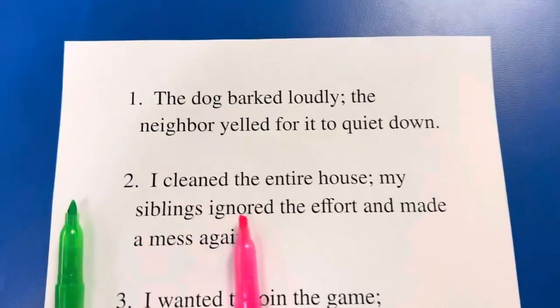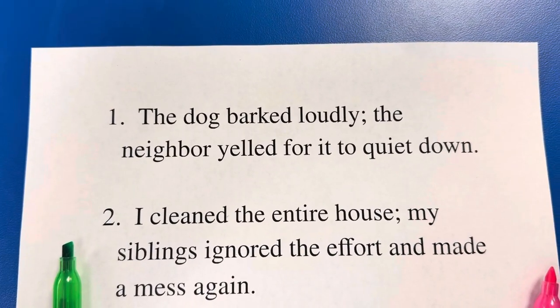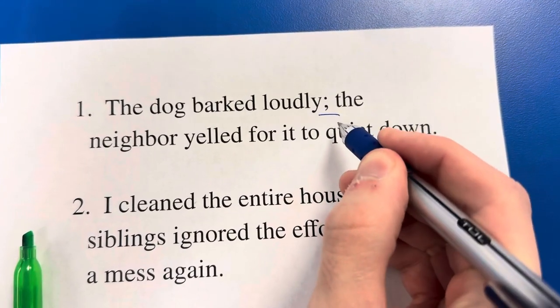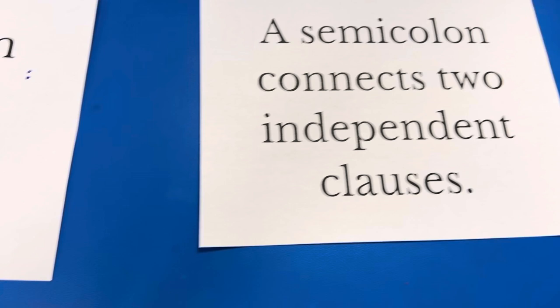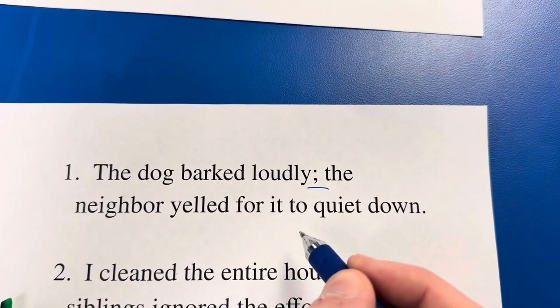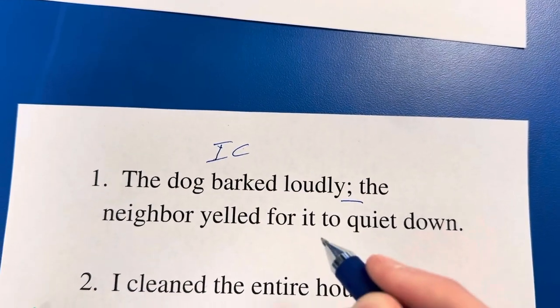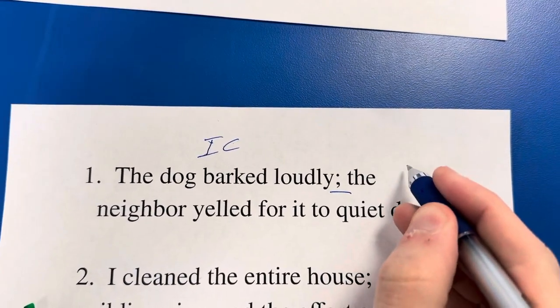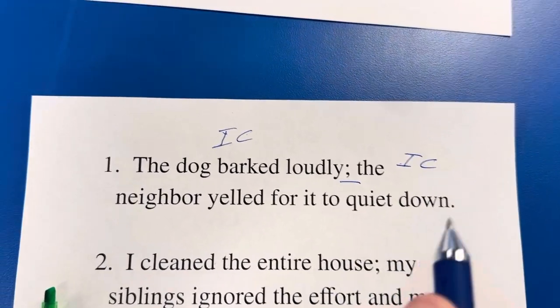Now, look at the sentence. The dog barked loudly; the neighbor yelled for it to quiet down. This is a semicolon. I can tell because it's half a period, half a comma, and I know that a semicolon connects two independent clauses. So I know that this side will be an independent clause and this side will be an independent clause. So I'm going to write IC above that side to show that this is an independent clause, and then IC on this side to show that it's an independent clause.